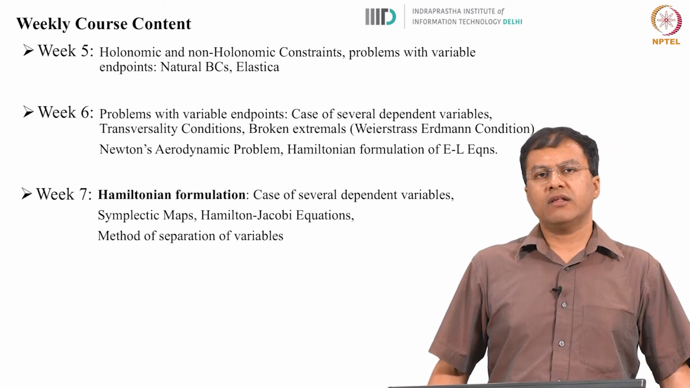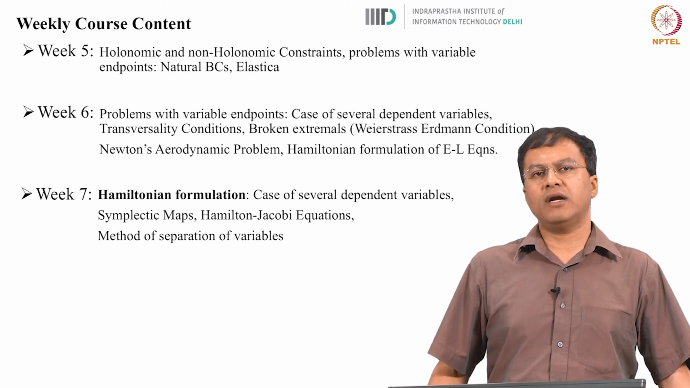formulation. In the 7th week I will continue my discussion on the Hamiltonian formulation, including the generalization to several dependent variables. I will also introduce the concept of symplectic maps, which convert one Hamiltonian system into another Hamiltonian system, that is from one coordinate to another. I will then focus on how to find these symplectic maps via the so-called generating functions, which are derived from the solution to the Hamilton-Jacobi equation.